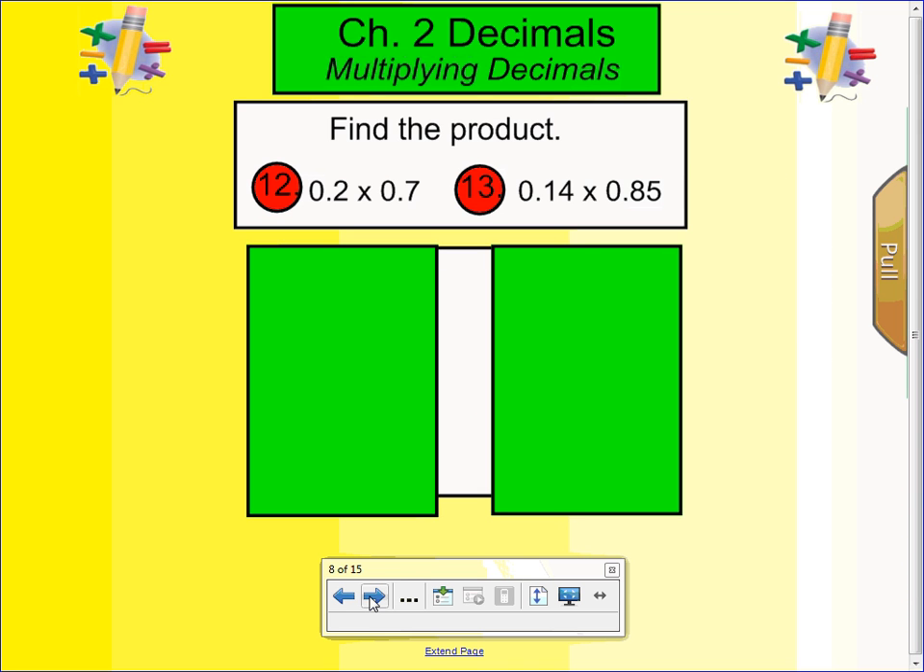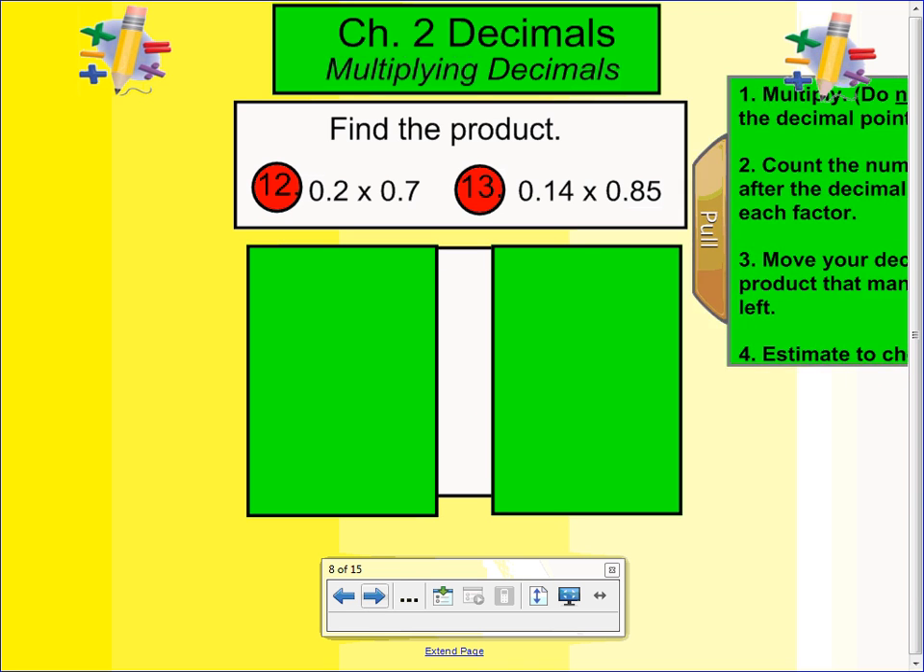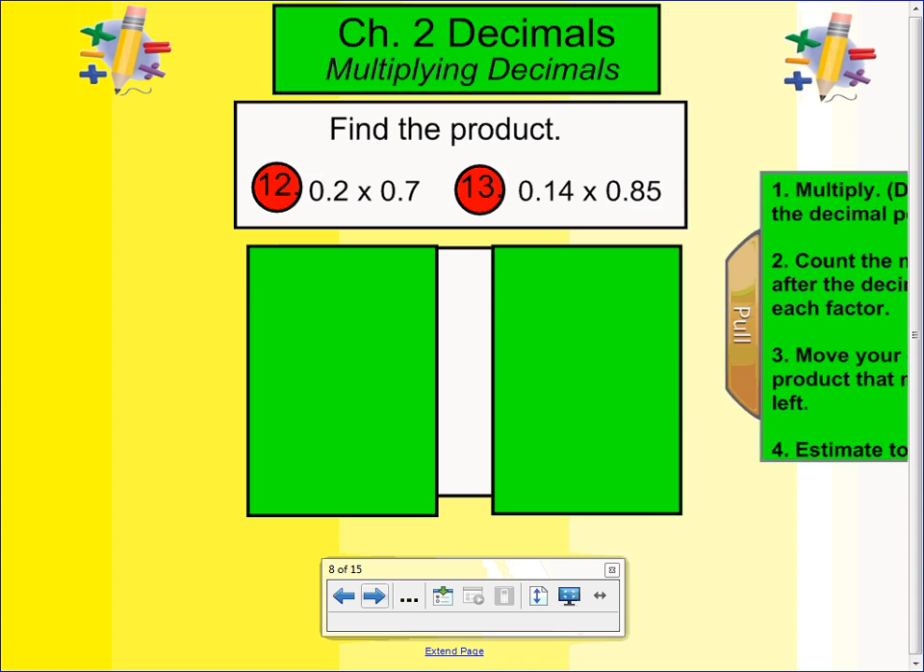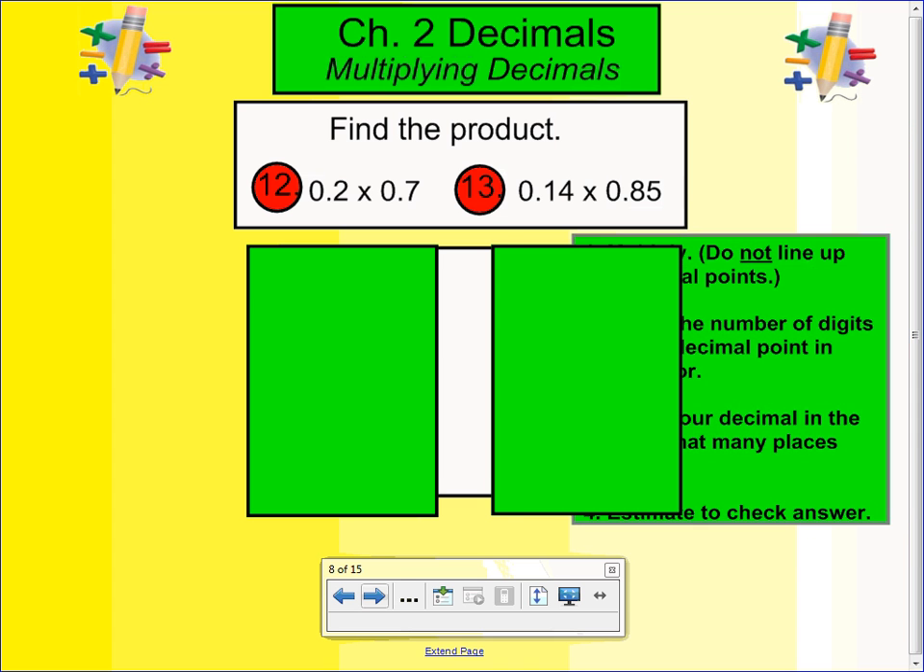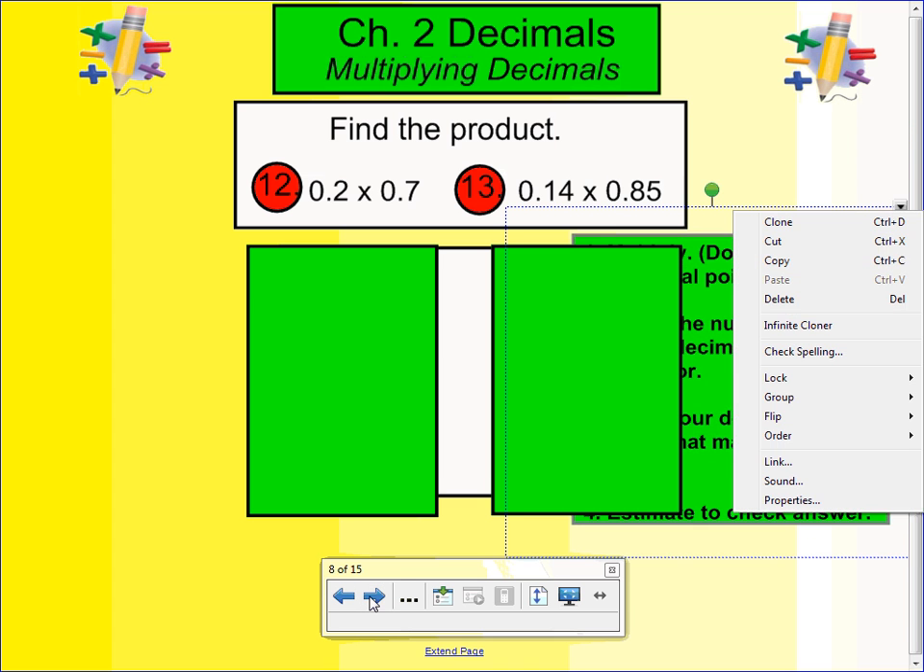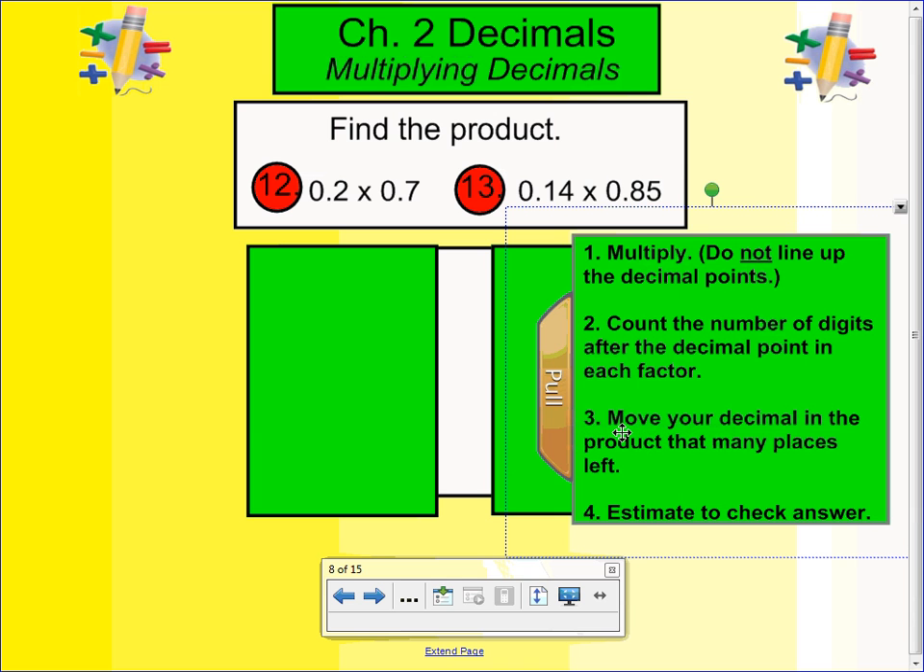There are 2 problems here that I'm going to have you work out in just a minute. But let's bring this to the front so you can see it a little bit more easily. Take a look at our rules for multiplying decimals. Remember, just multiply like they're whole numbers. Do not line up the decimal points. Don't add any zeros. Count the number of digits after the decimal point in each factor, and then move your decimal in the product that many places left.